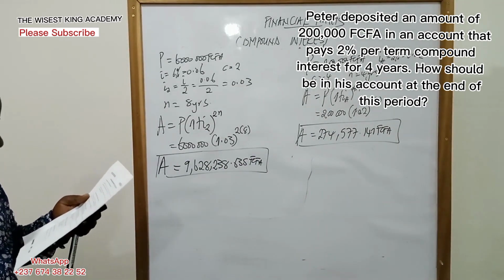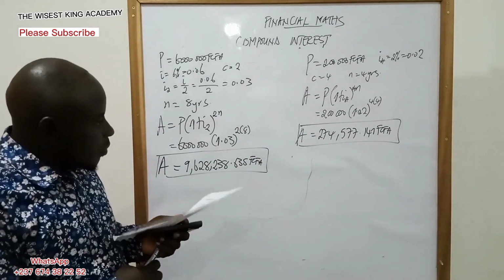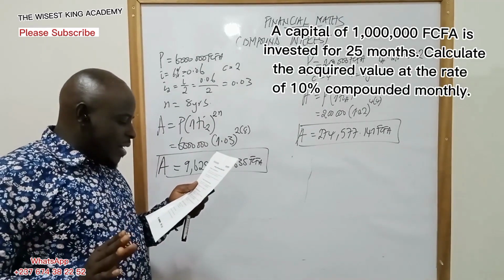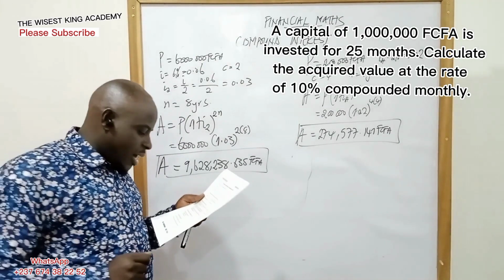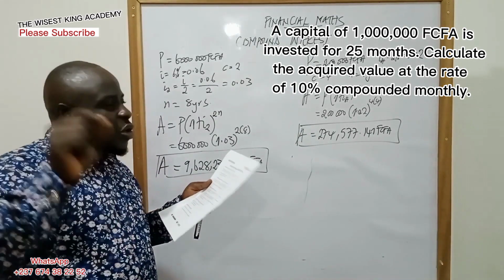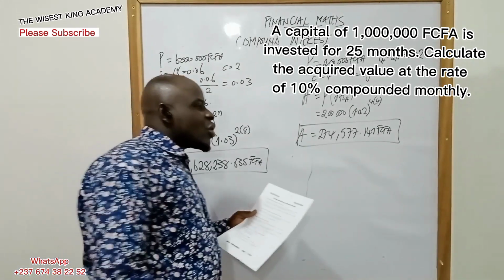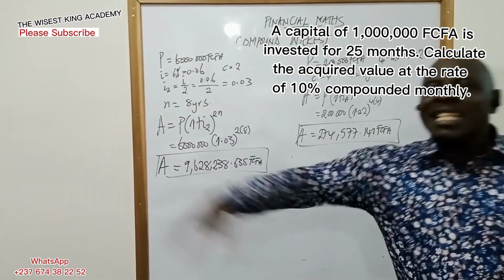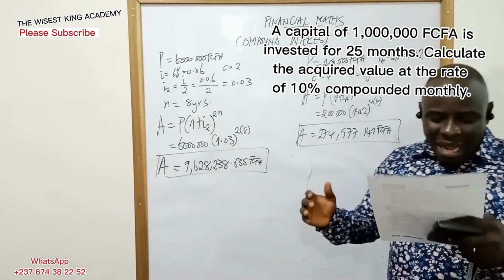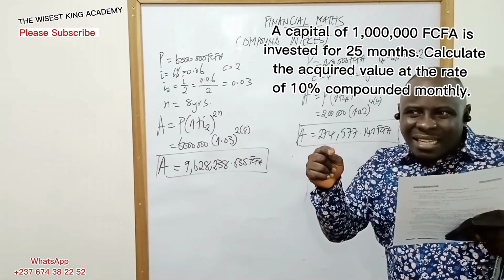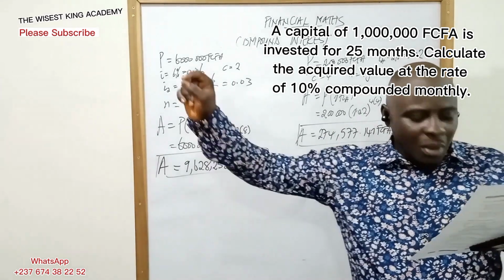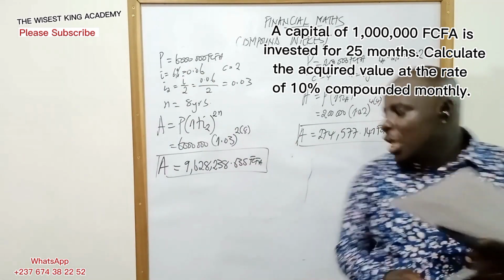And the last one now, that's question 7. A capital of 1 million francs is invested for 25 months. I love this one. Calculate the acquired value at the rate of 10% compounded monthly. You discover that here, they have already detailed the period. It's no longer given in years, but in months. But now, the interest rate is given as an annual interest rate, though compounding is done monthly. So we need to calculate the monthly interest rate.